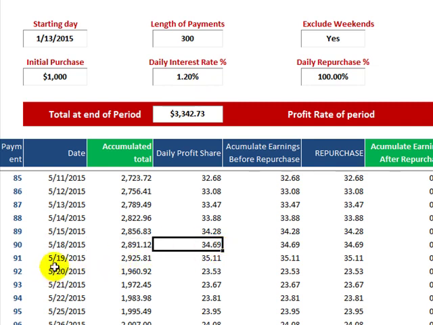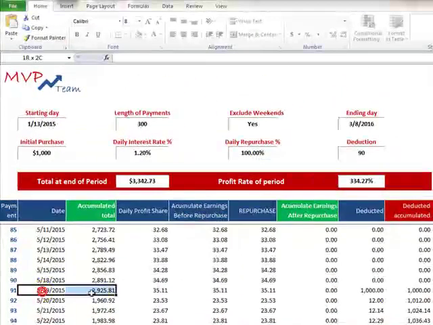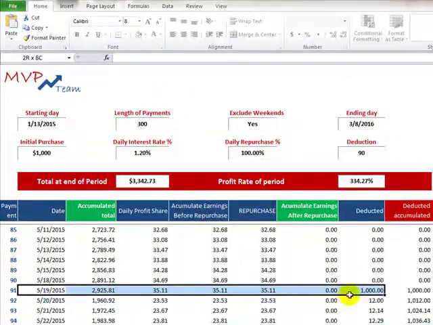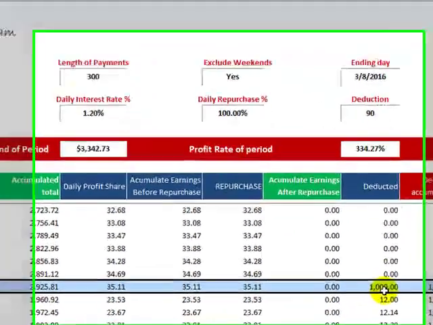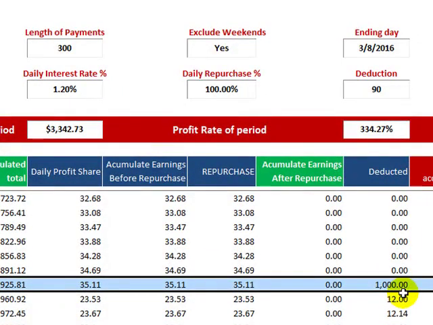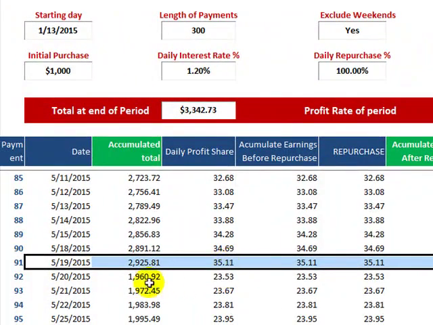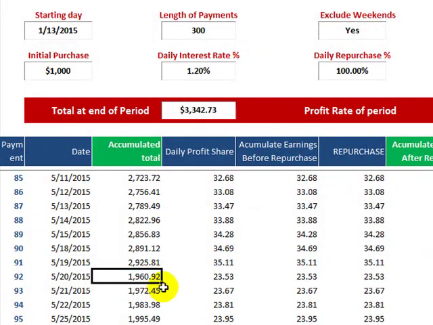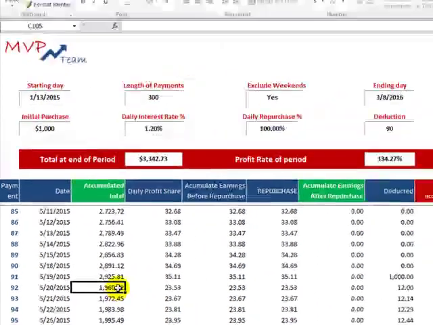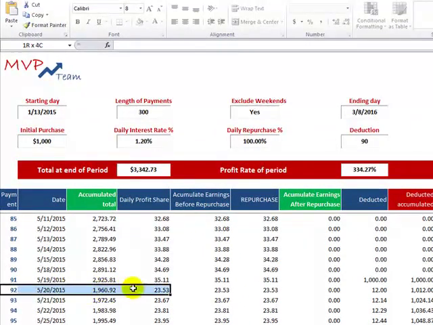Okay, now on the 91st payment, look at this. I'm going to highlight this row. All right, now you see the first 1,000 dropping off. Okay, it shows you right here. On the 91st day, you still earn 1.2%, which is $35. So that is added on to this amount after the deduction. So you're left with $1,960 on the 92nd day.